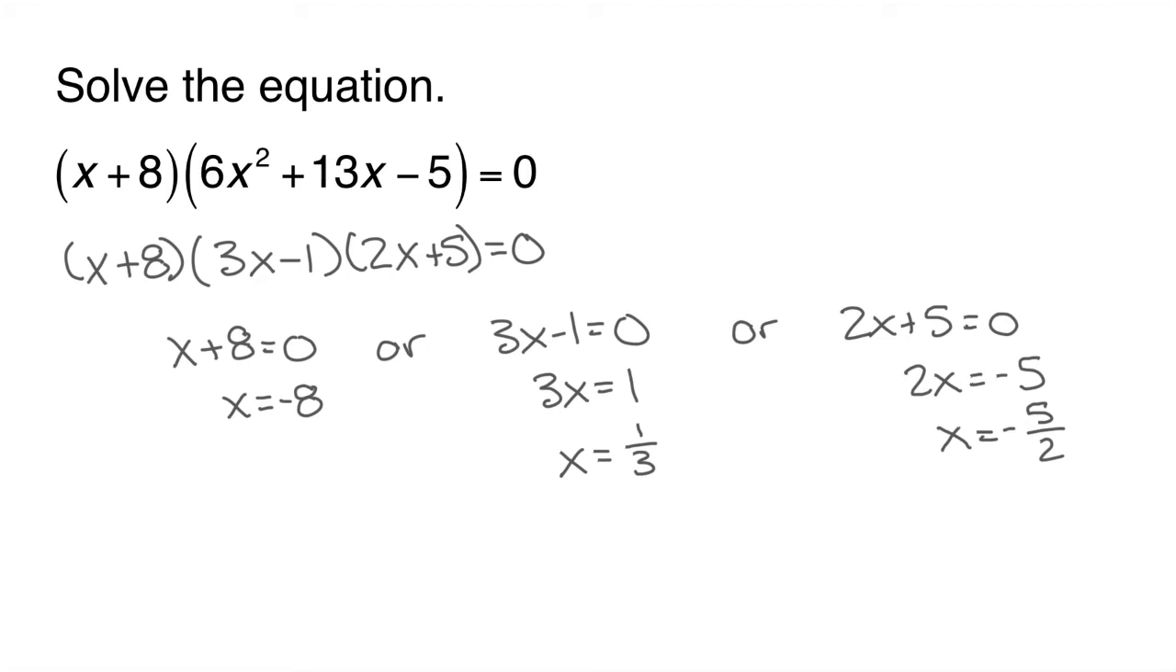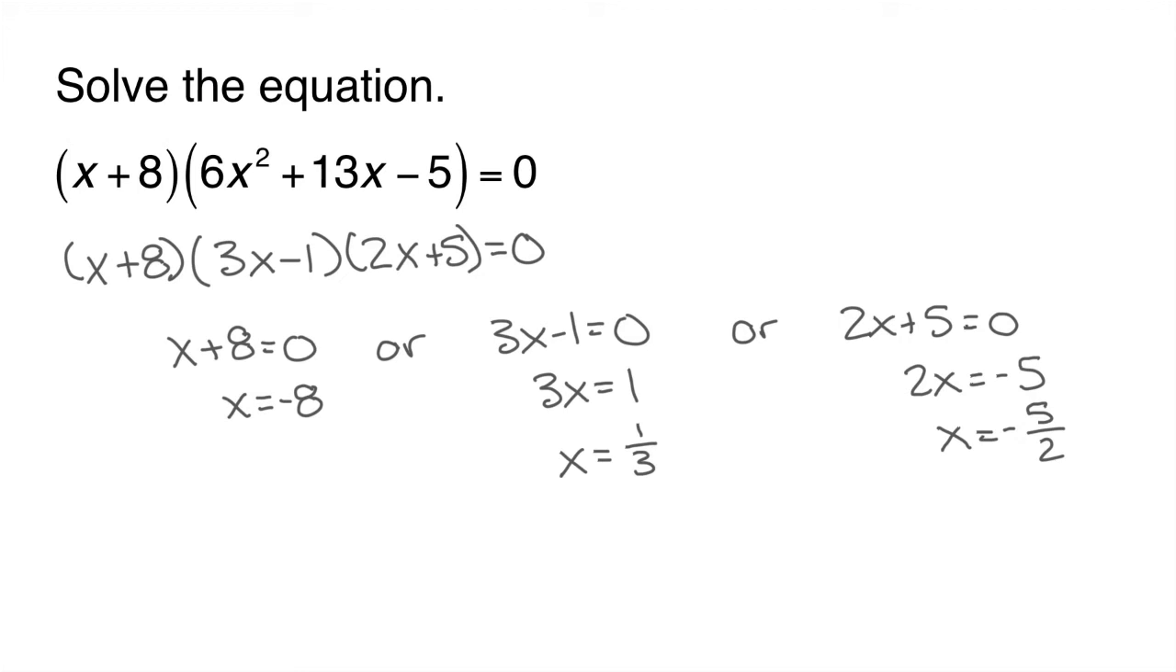When we substitute negative 8 for x, we have 0 times the second factor, which is equal to 0. When we substitute 1/3 in for x, our second factor is equal to 0, so we have (1/3 plus 8) all times 0, which is 0.